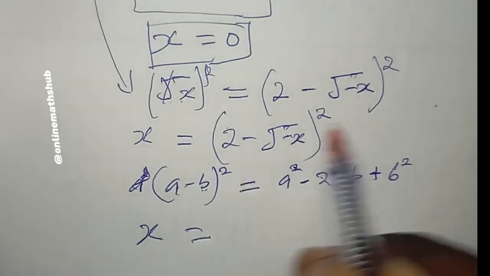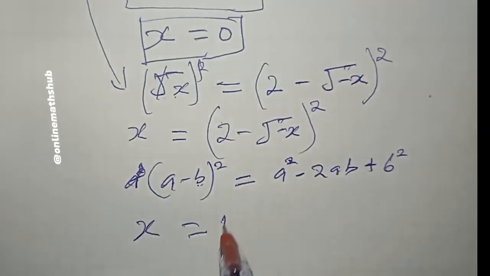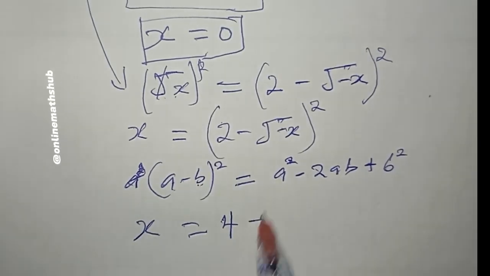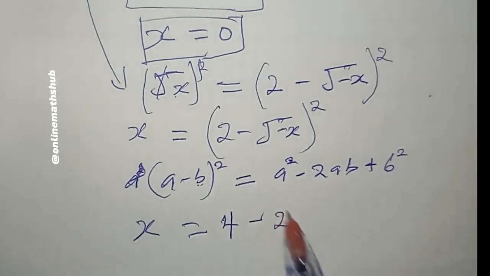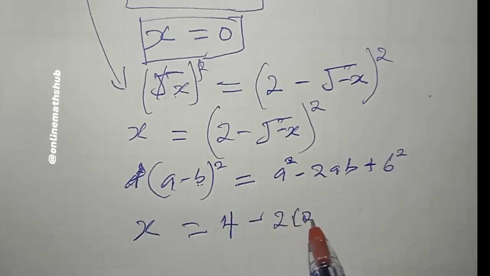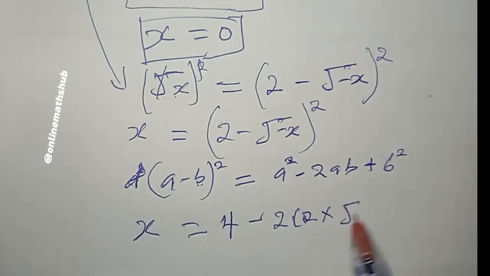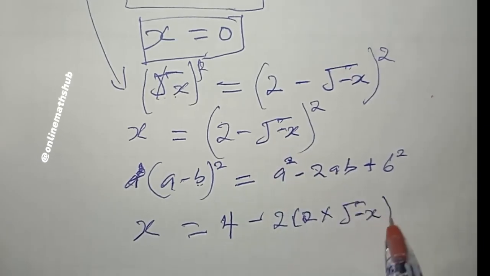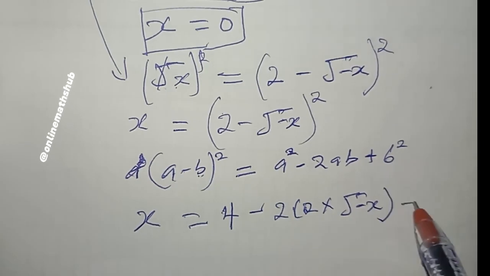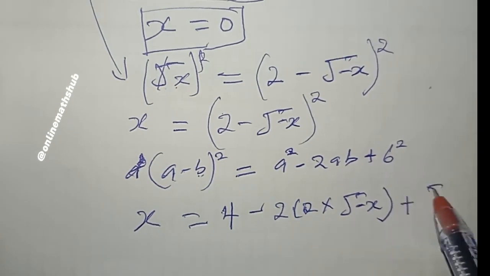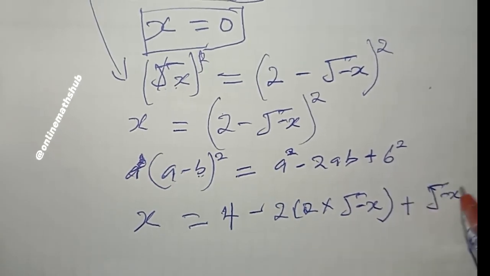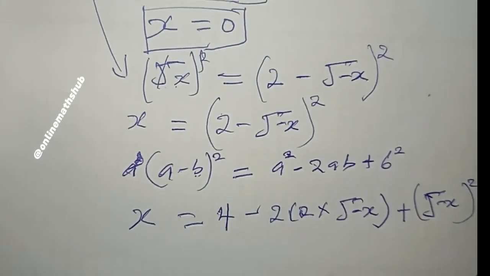So what I'm going to be having here is 2 squared, which is equal to 4, and then minus 2 times a, which is 2 in this case. Let me put it in bracket, and then multiplied by b, which is root negative x. And then of course plus b squared, which is root negative x squared. Good.